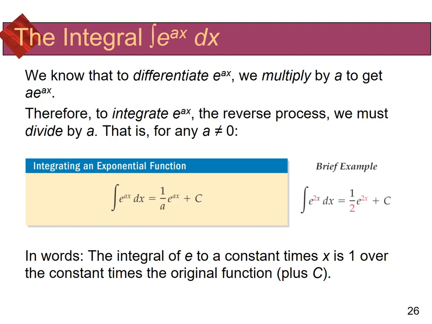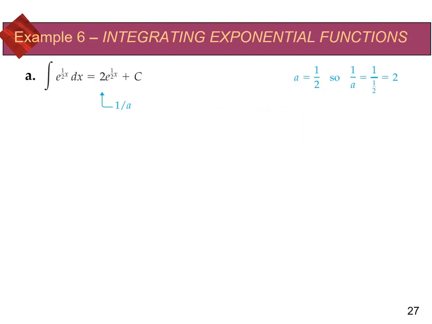So let's have a look at a couple of examples where they make use of this. If I have the integral of e to the 1/2 x dx, that's the same thing as me having 2 times e to the 1/2 x plus c. The reason being is that 1 over 1/2 is 2. And they give you the rationale over there.